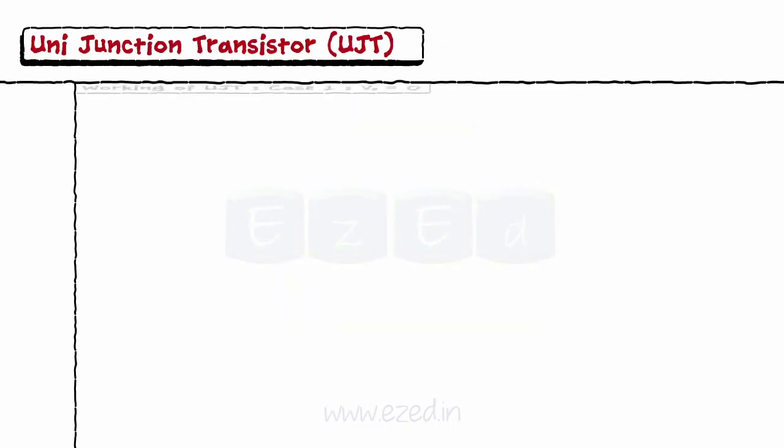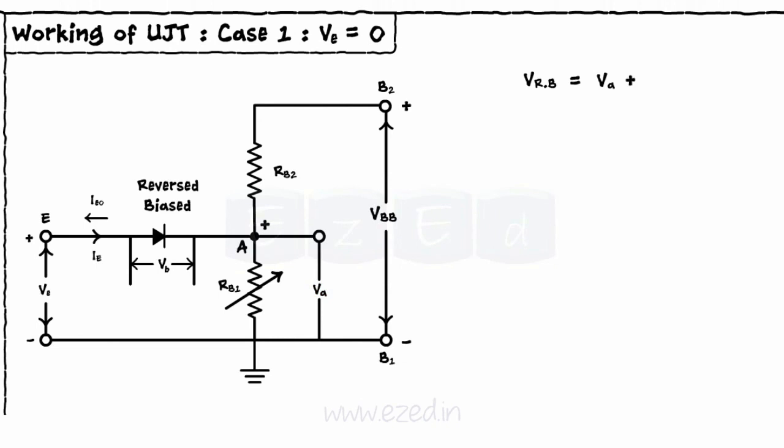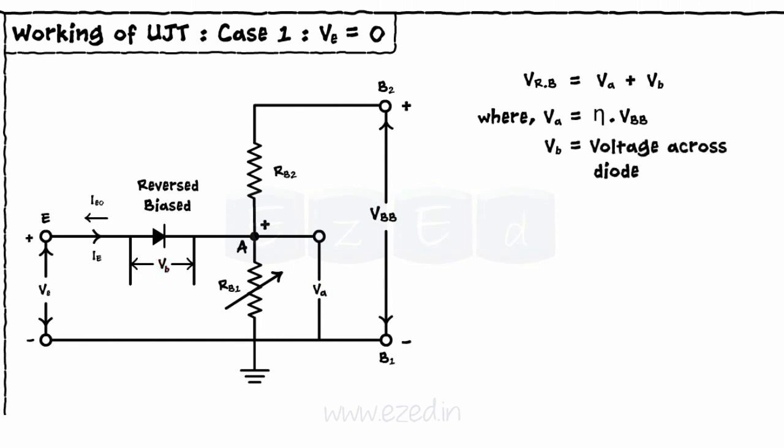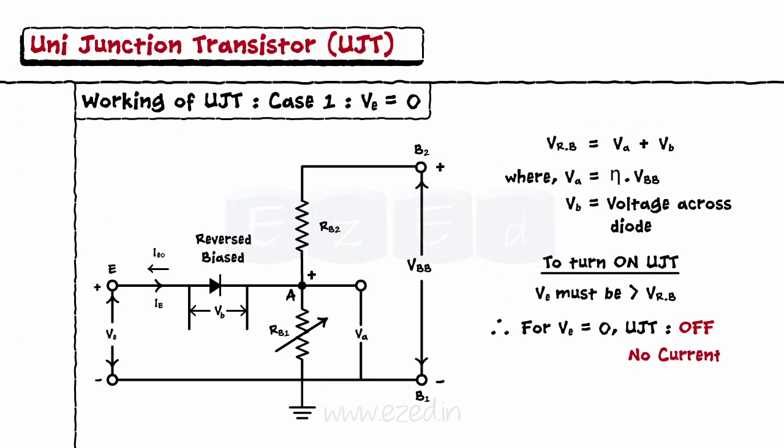Let's move forward towards the working of the UJT. Consider the UJT circuit as shown. When the input voltage VE equals 0, the diode becomes reverse biased. The total reverse bias voltage is VA plus VB, where VA equals η times VBB and VB is the voltage across the diode. The UJT turns on only when VE becomes greater than the reverse bias voltage. Hence, for VE equals 0, the UJT remains off and no emitter current flows. However, a small leakage current IE0 still flows.